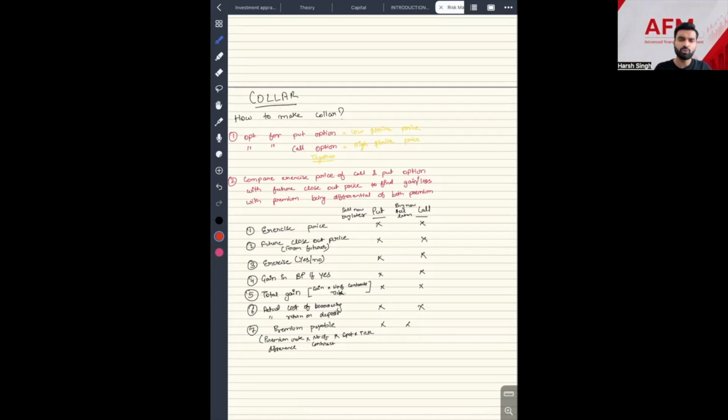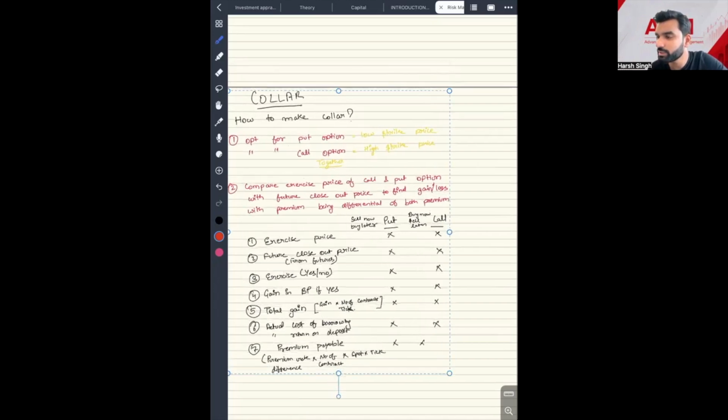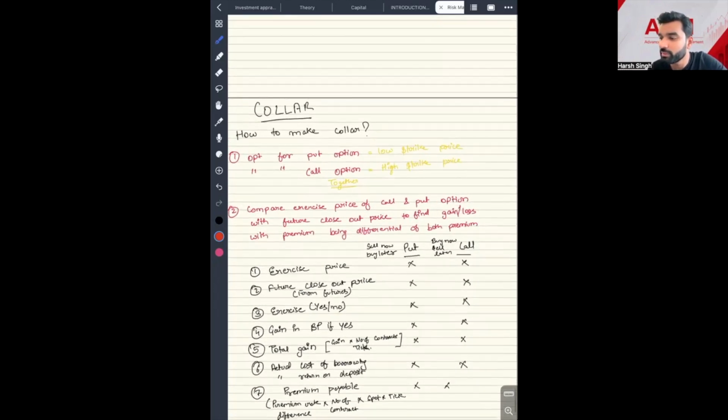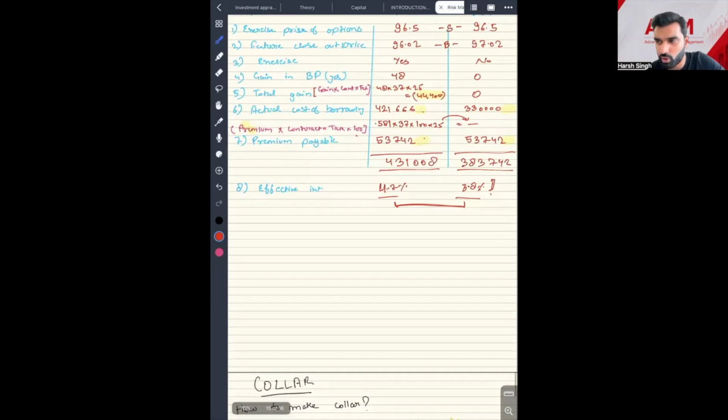So these are the two concepts that we should also remember that will help us in any coming question as well. Generally, they don't ask any numerical on floor and ceiling, but on collar, they can ask a question. So it is very important that you remember what we mean by collar.